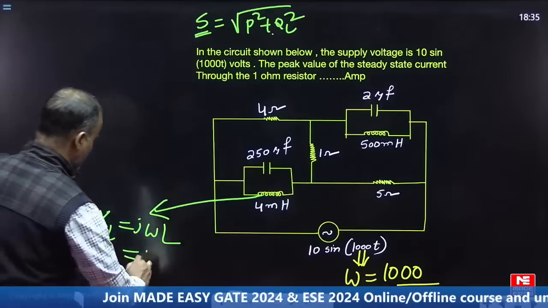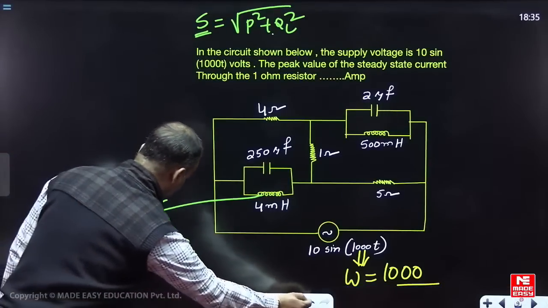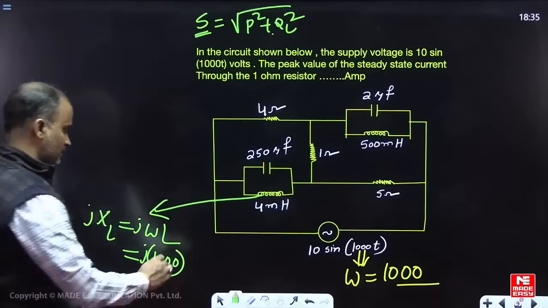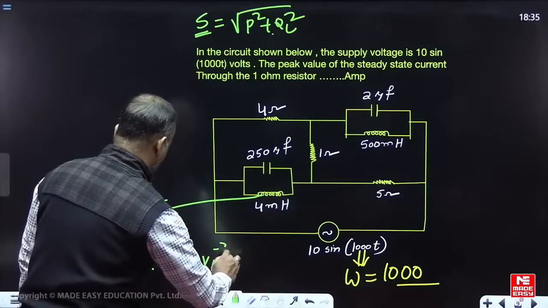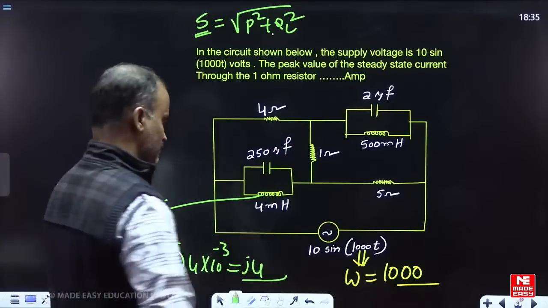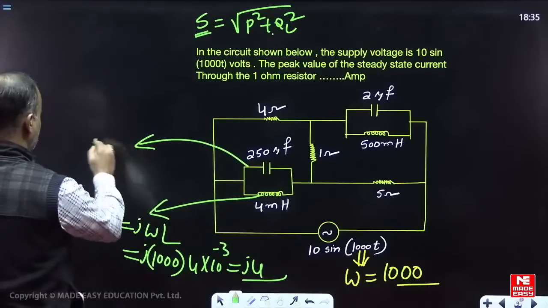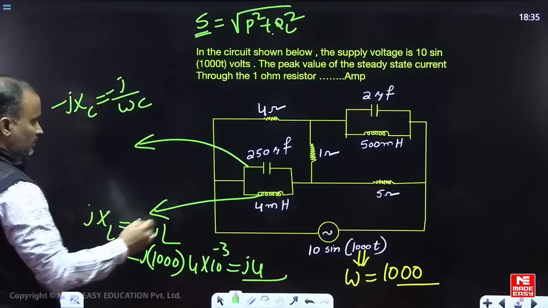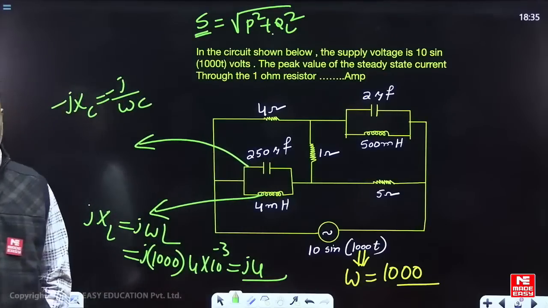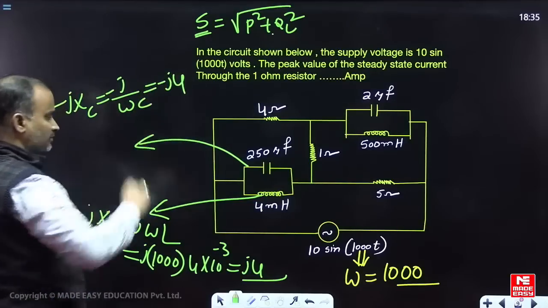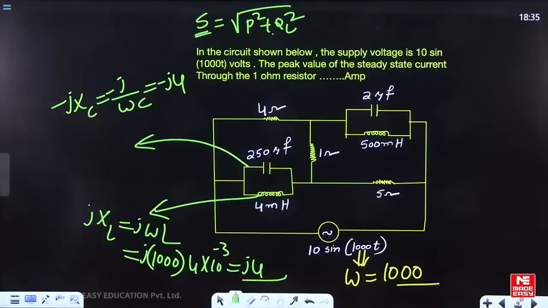Omega is 1000, given in the question. What about the inductance? It is 4 millihenry. If you simplify, what is the answer for this one? j4. Similarly, can you find the capacitive reactance for this one? -jXC, minus j by omega C. Now the capacitance value is given as 250 microfarad, and omega is 1000. Check it out, here also we get 4. Very good.